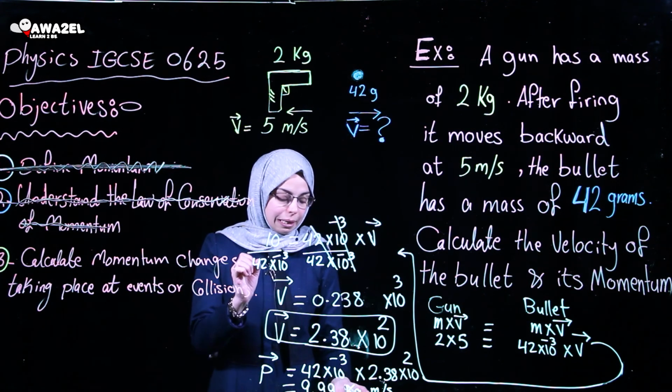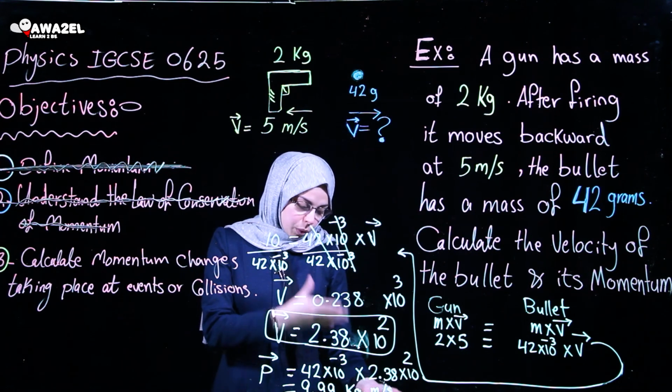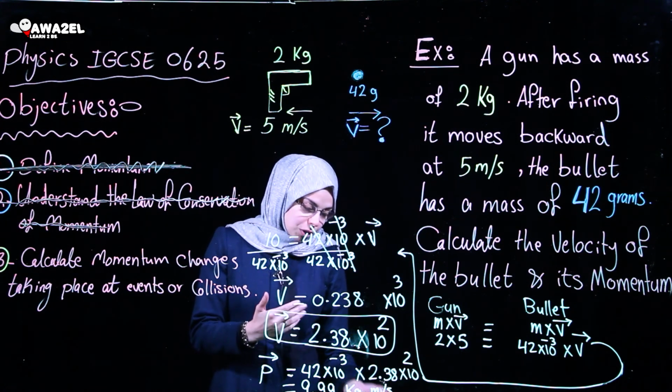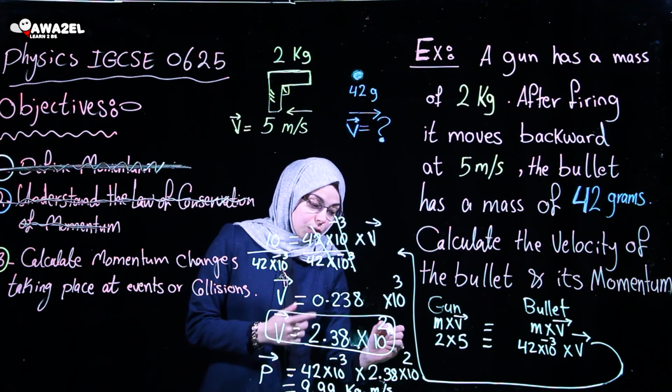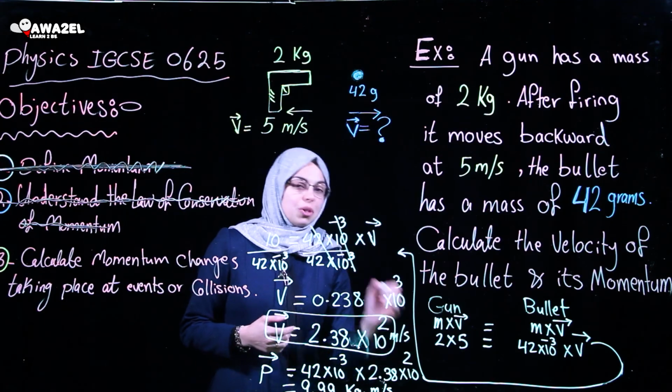And do not forget the unit, kilogram meters per second, because we are calculating momentum. And do not forget to mention the direction, because the bullet is going to the right. And here, do not forget the unit of velocity, meters per second.